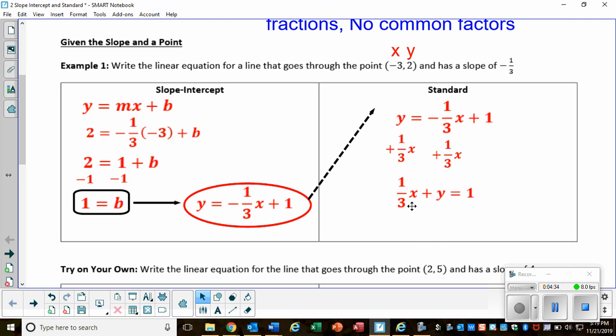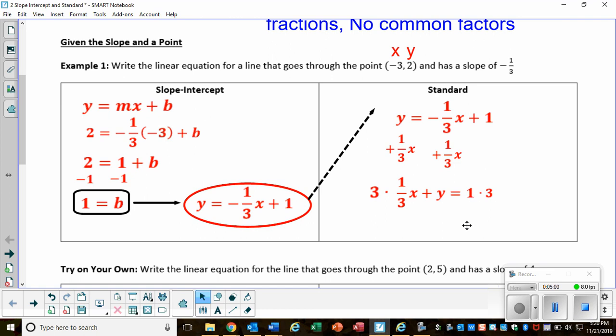So the way that I deal with fractions is I'm going to multiply the entire equation, every term in the equation, by the denominator of the fraction. So I multiplied that side by 3, and I'm going to multiply this side by 3. And by sides, everything is getting multiplied by 3. Every single term. So 3 times 1/3 x, that'll just give me 1x. 3 times y gives me 3y.